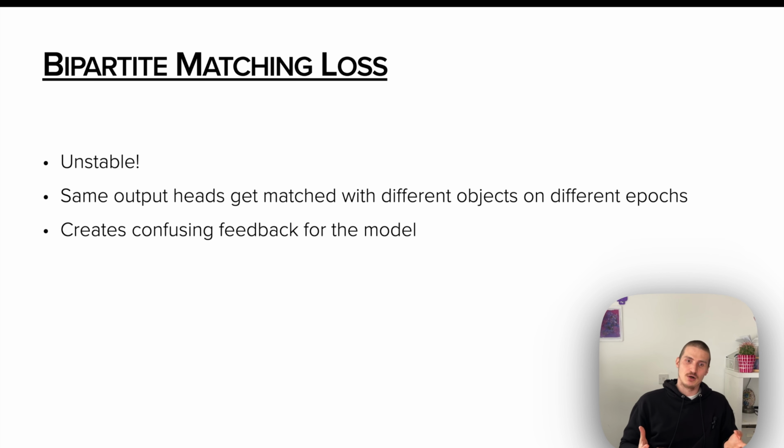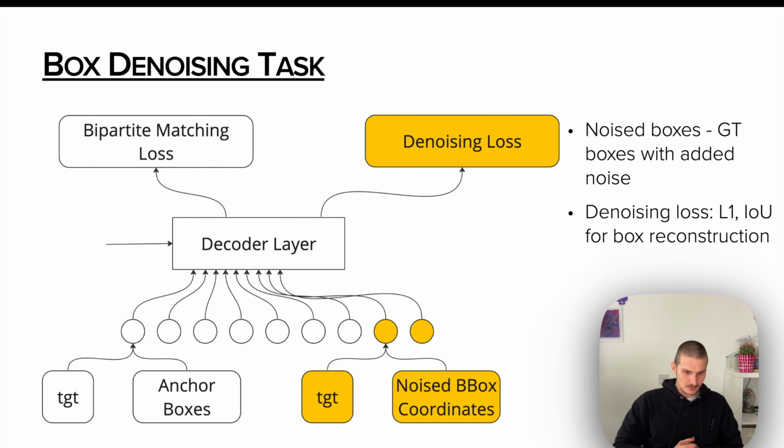Obviously, when the model is already good, it's not such a problem. But since we start with randomly initialized weights, the model is going to be bad, and we have this confusing feedback from different epochs that just slows down the training. And so what DeNoising Detr does is it introduces a second auxiliary loss that is only used during training.